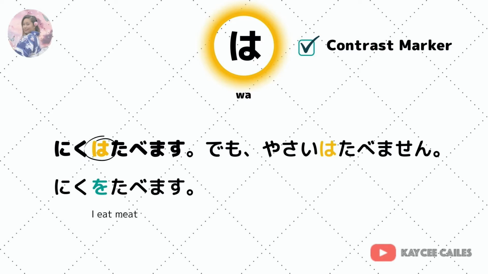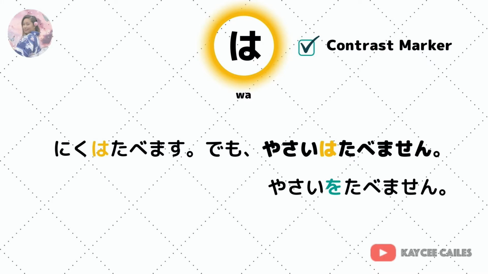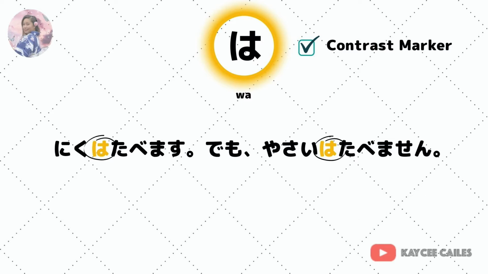Second idea is yasai wa tabemasen. Again, the particle that we should use if this is a standalone sentence should be the particle o, which we will discuss later. But to show the contrast, we use wa particle. And this means I don't eat vegetables. Notice that we use wa in both of the two ideas. And this means niku wa tabemasu, demo yasai wa tabemasen. I eat meat, but I don't eat vegetables.